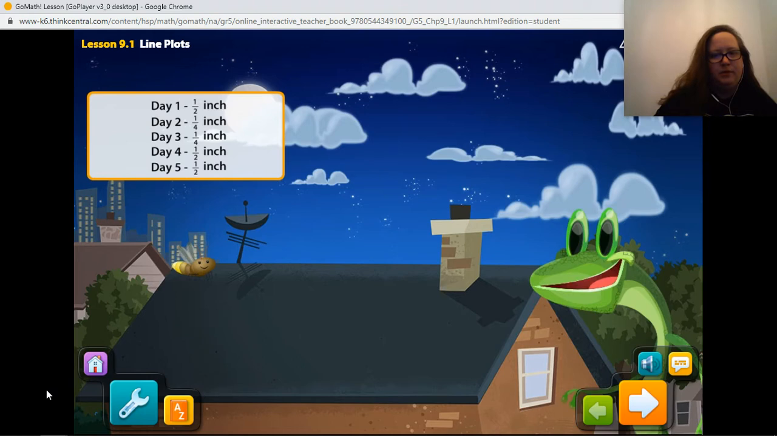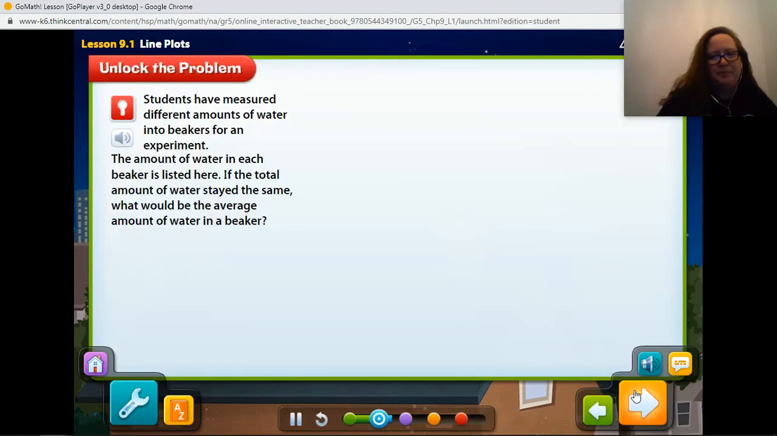Well, we could use a line plot to help us average the data given in the fractions. I'm not sure how to do that, though. I know. Let's figure it out together. So that's exactly what we're going to do. We're going to figure out how to use the line plot to help us solve this problem. Let's solve a problem using a line plot.